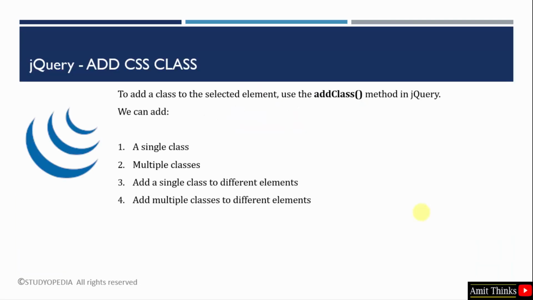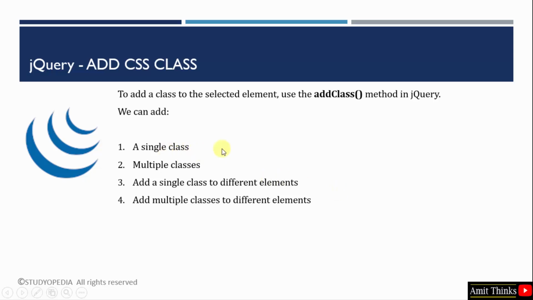So to add a class to the selected element on a web page, use the built-in method addClass. Using the same method, easily add a single class to the selected element. You can also add multiple classes. With that, you can also add a single class to different elements. And with that, we will also see how to add multiple classes to different elements on a web page. We will see these examples that would cover the complete concept of the addClass method, that is to add a CSS class.